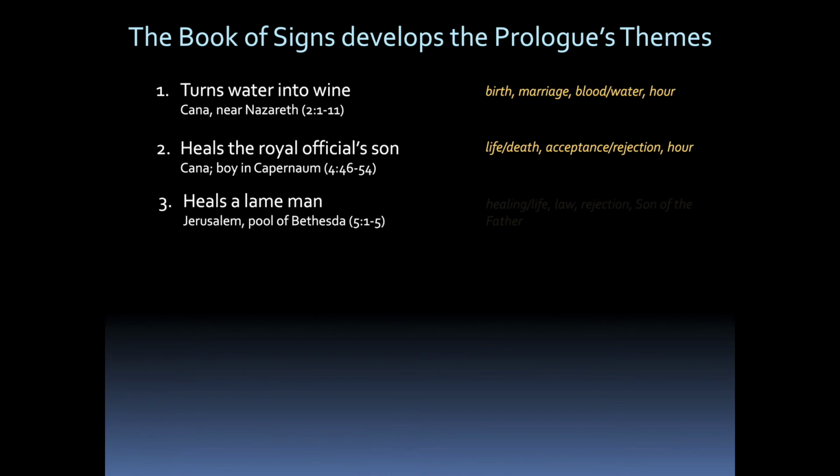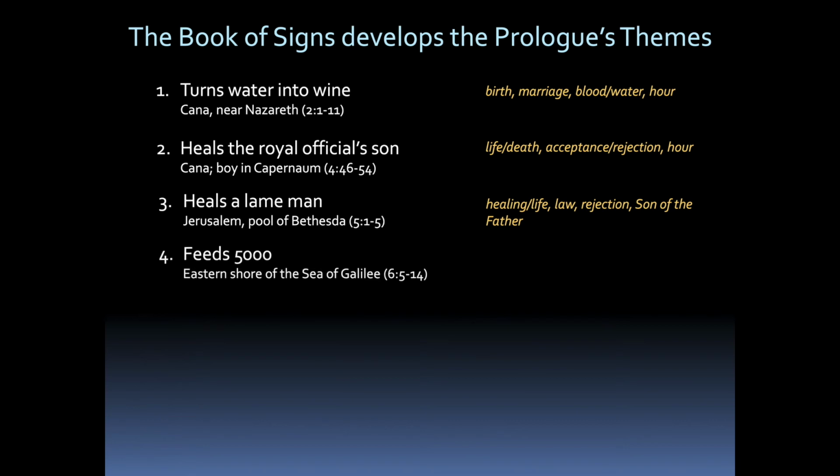The third sign is the healing of the lame man at the pool of Bethesda in Jerusalem. Jesus is back down there in chapter 5, and here it's a healing of a man, so his life is restored to him, full life. But it happens on a Sabbath, and so the question of the Jewish law and of the rejection of Christ for what he does on the Sabbath and who he really is, his claim to be the Son of the Father, these are motifs or themes that are building here and sounded first in the prologue.